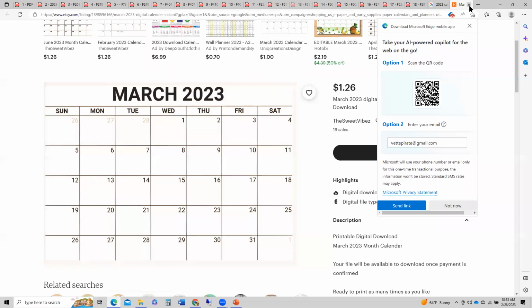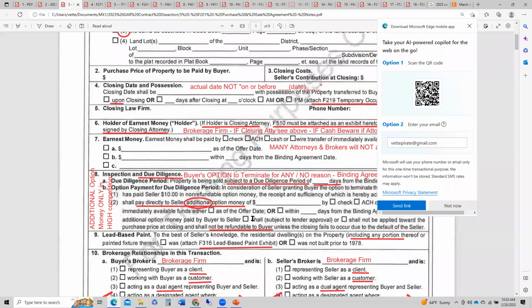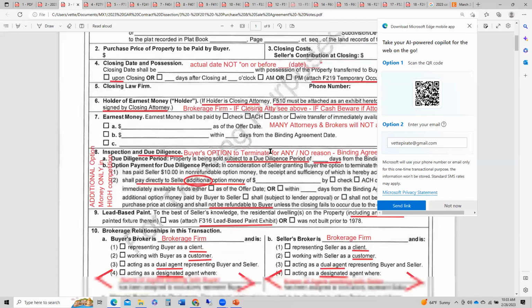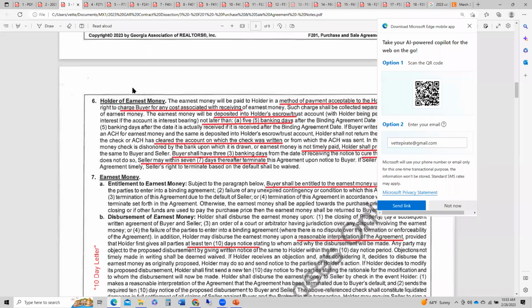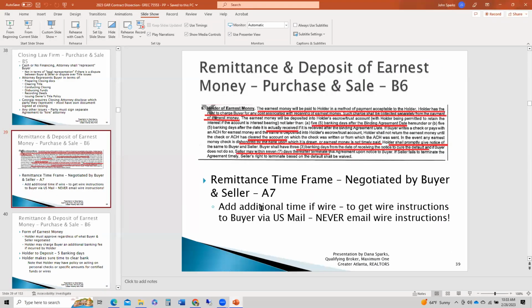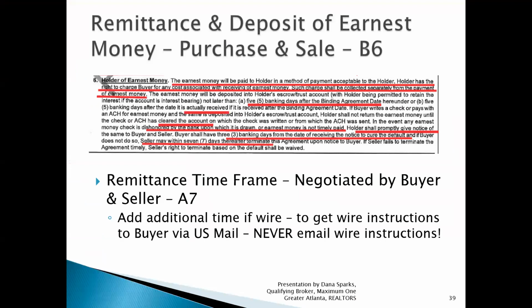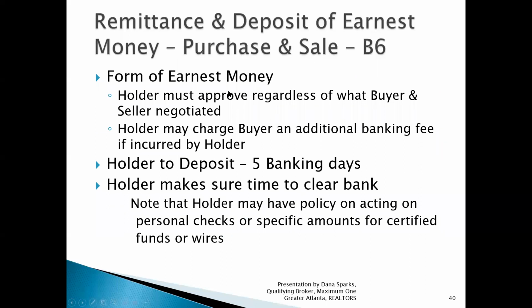Okay, let me get rid of this now. Buyer and seller negotiate how many days from binding agreement date that the buyer is going to send the earnest money to the holder. But when we get to the corresponding paragraph down here, this is already pre-printed. So what gets negotiated is when the buyer sends it. What's already pre-printed is when the holder has to deposit it, as well as the form of the earnest money.